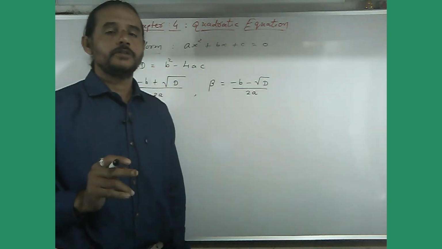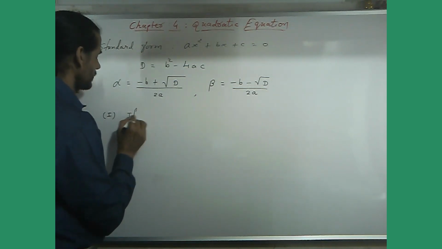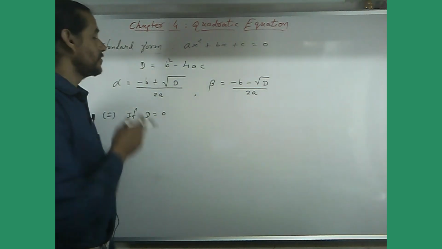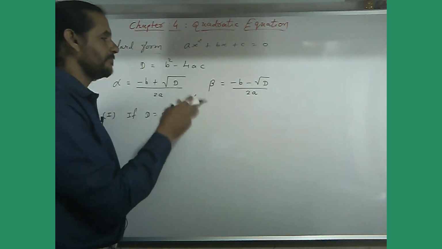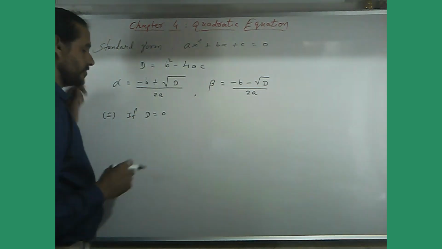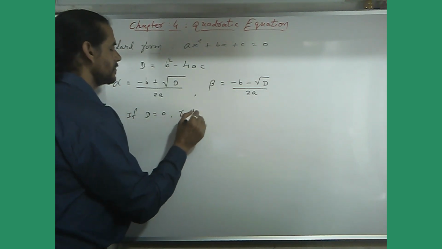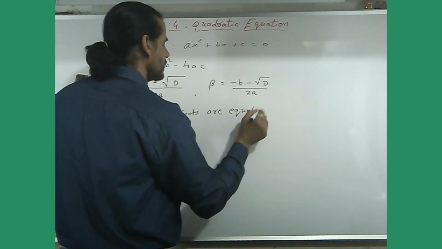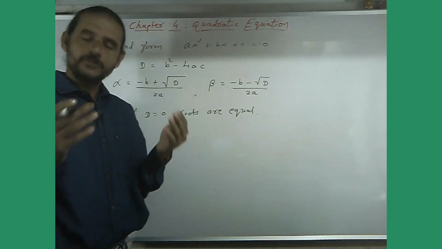Here we have three conditions. If D equal to 0, what is the meaning of alpha and beta? Here we know alpha and beta are two roots of quadratic equations. If D equal to 0 means roots are equal. Roots are equal means alpha equal to beta.